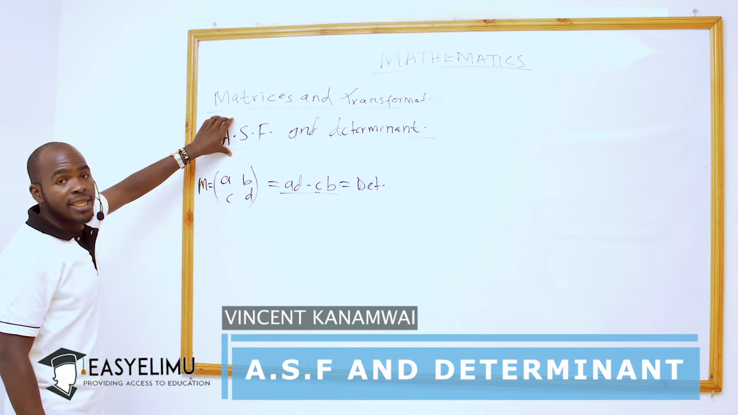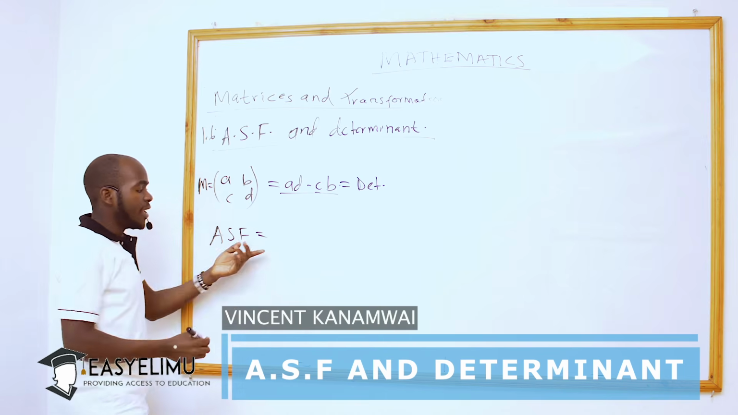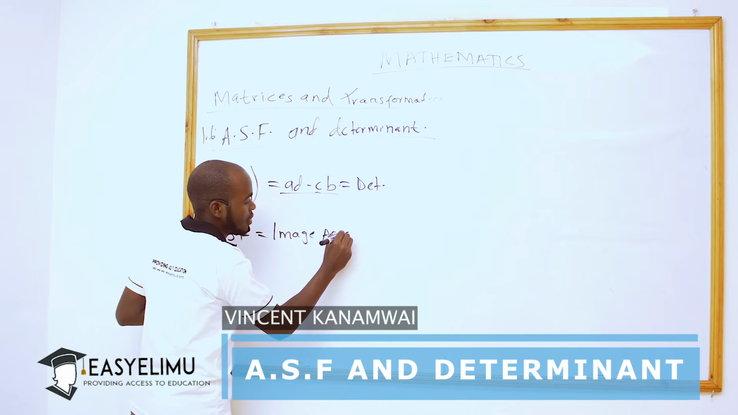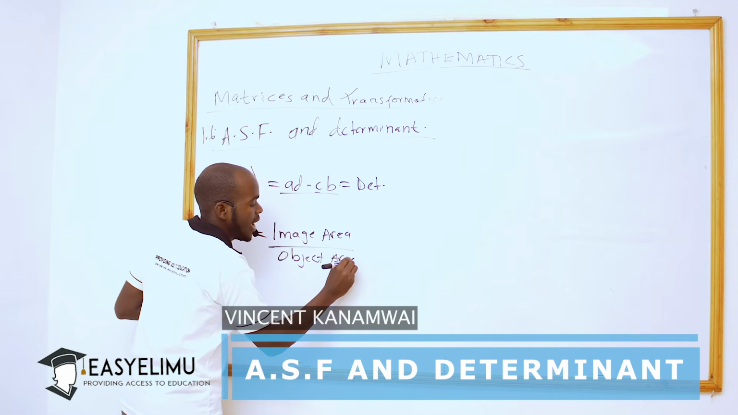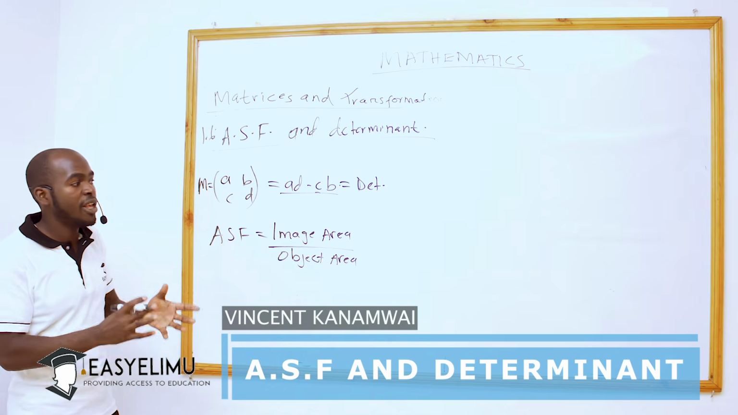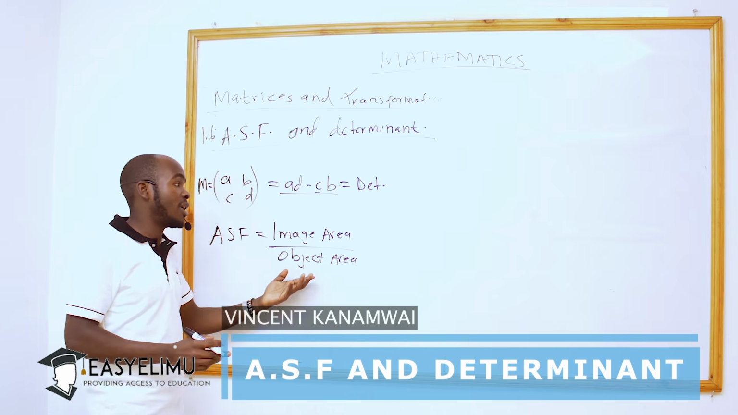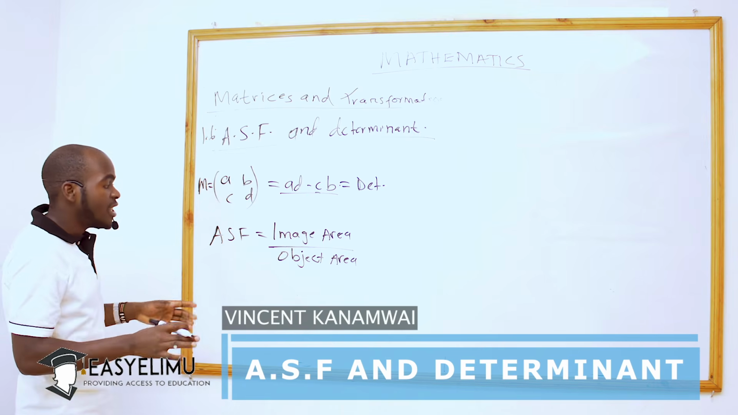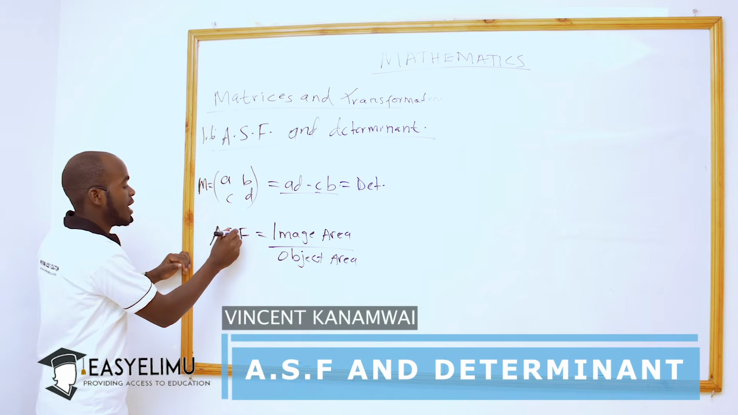Now, our area scale factor is simply taking the image area, or area of the image, over the object area. The image area is the area of the image formed after a certain object has gone through a certain transformation. And then the object area is that object's own area. So if you divide the two, you will find the area scale factor.